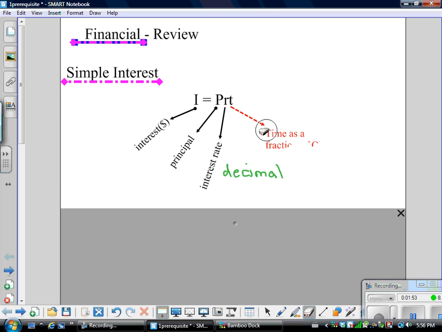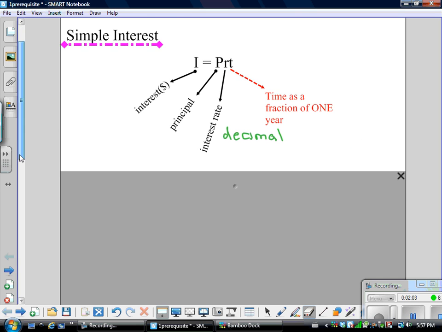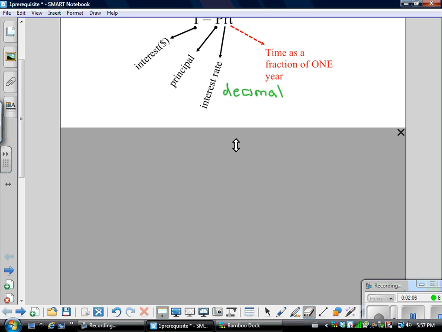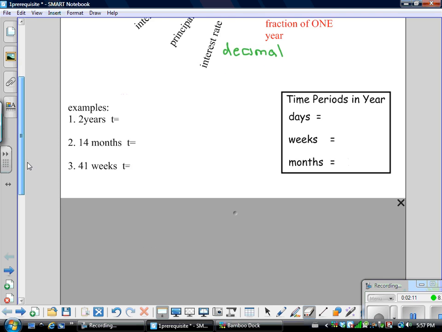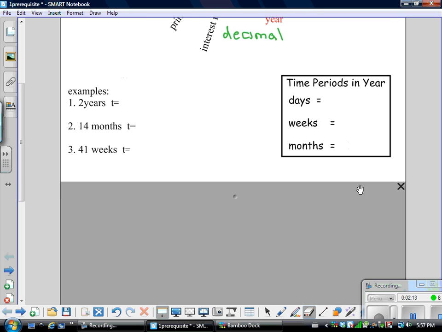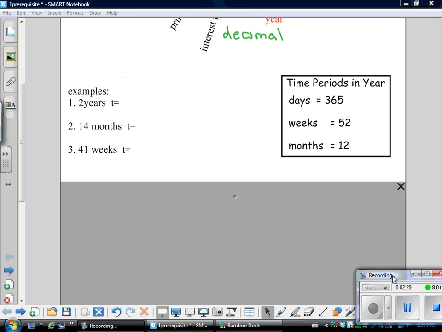The reason being is that it stands for time as a fraction of 1 year. Okay, so time is a fraction of 1 year. So let's take a look at what that means as far as time goes. If you look at the right, I have a little box there, and we have time periods in a year. Well, most of you understand that the number of days in a year are 365, 52 weeks, and 12 months. And how many years are there in a year? Obviously, one. That was kind of a silly question for me to ask.